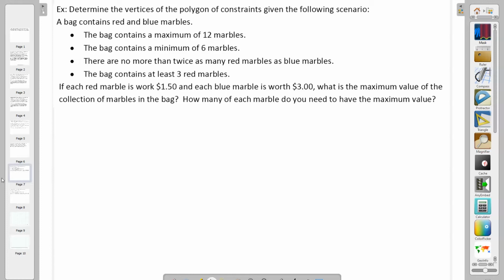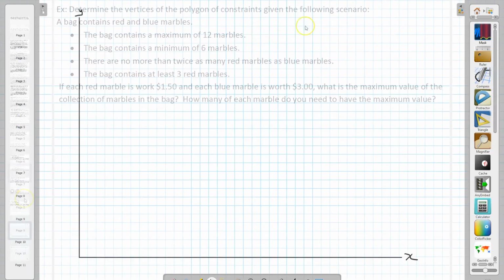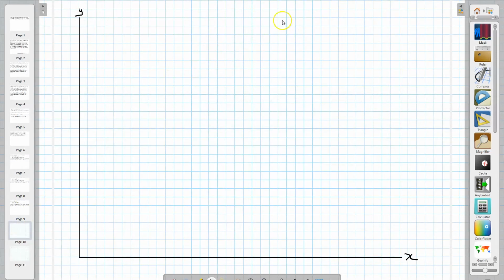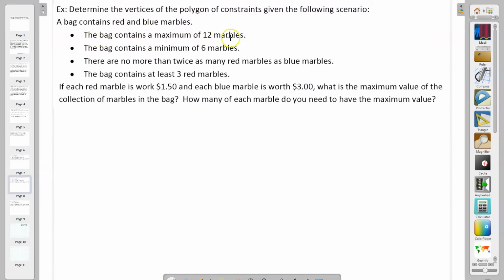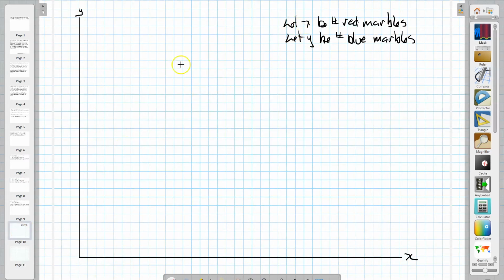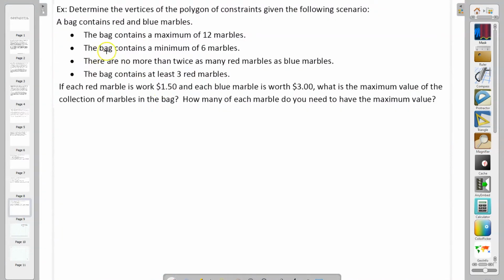So let's go back and approach this problem right from the start. The first thing we need to do is define the two variables. So we've got red and blue marbles, so we're going to start off with: let x be the number of red marbles and let y be the number of blue marbles. The next statement, the bag contains a maximum of 12 marbles. So that means the total, all the marbles, x plus y, has to be less than or equal to 12. The next constraint says the bag contains a minimum of 6 marbles.